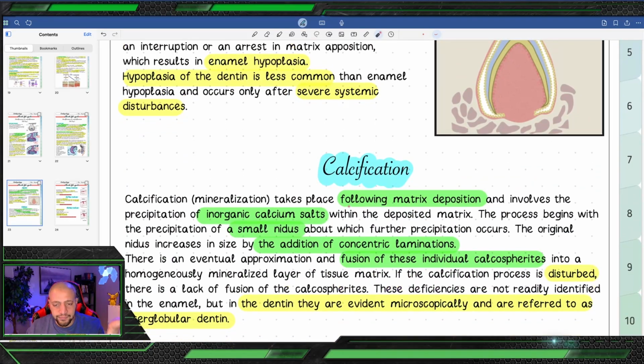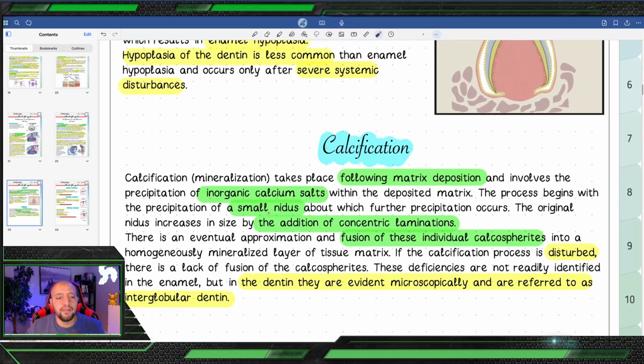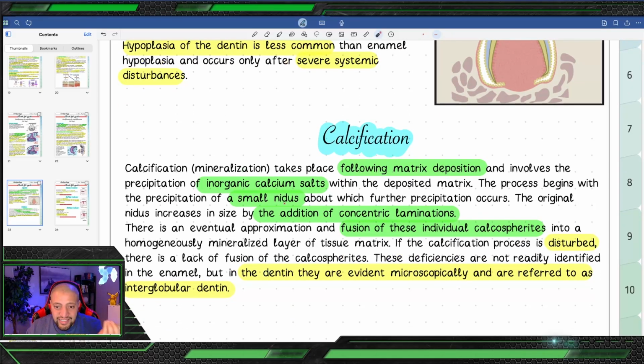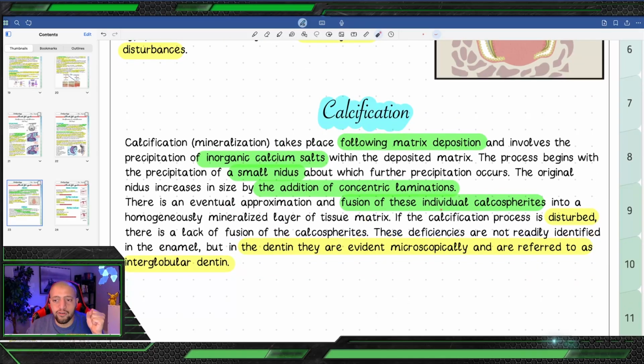Now we have matrix. Calcification takes place following the matrix deposition and involves the precipitation of inorganic calcium salts within the deposited matrix. The process begins with the precipitation of a small nidus about which further precipitation occurs. The original nidus increases in size by addition of concentric lamination. If you remember these rings, we discussed the striae of Retzius, I hope you still remember it from the restorative course. There is an eventual approximation and fusion of these individual calcospherites into a homogeneous mineralized layer of tissue matrix.